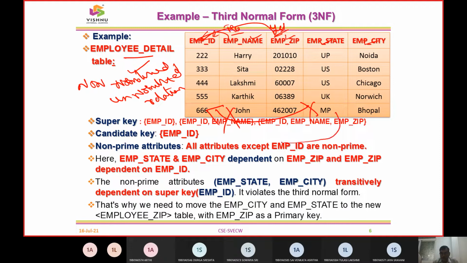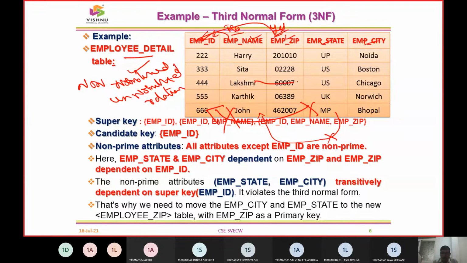Similarly, is there any relationship between employee state and name? Harry belongs to Uttar Pradesh. Harry Uttar Pradesh, Sita Uttar Pradesh. So what is the relation? We can't make any inferences or any logical relation between name and state. So again, such a dependency is not going to hold.